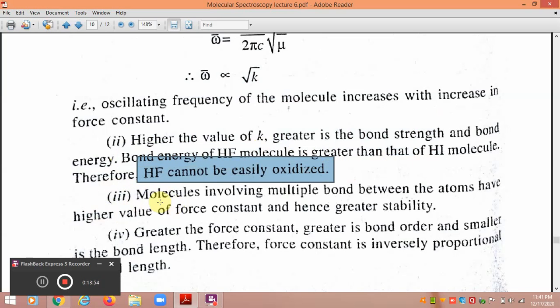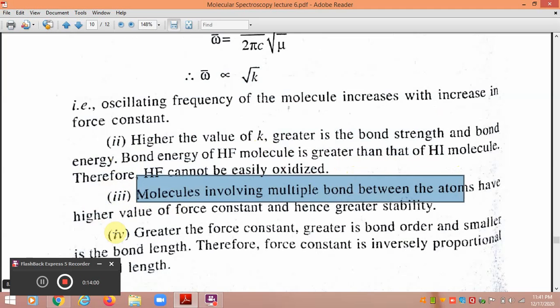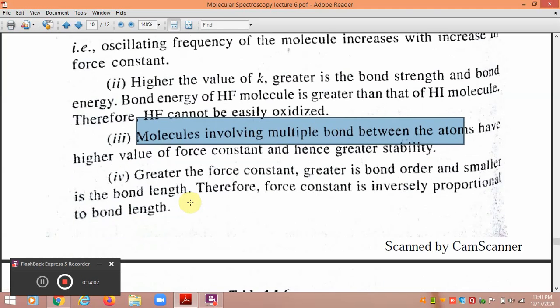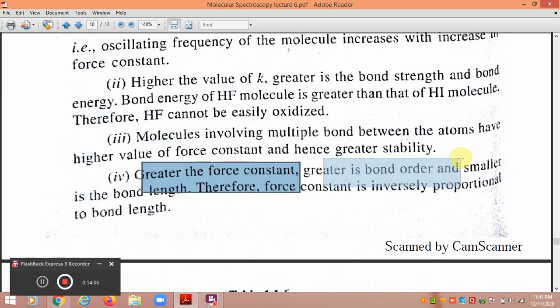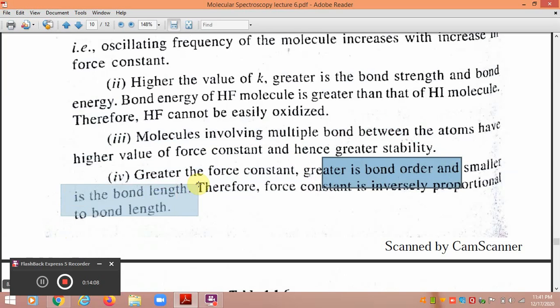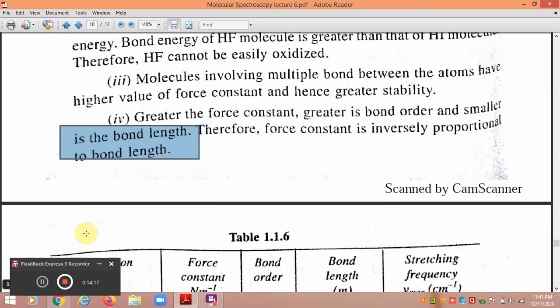Again, the molecule involving the multiple bond between the atoms always has a higher value of force constant and hence greater stability. Greater the force constant, greater will be the bond order and smaller will be the bond length. So this is again important. Force constant is directly proportional to bond order but inversely proportional to bond length.